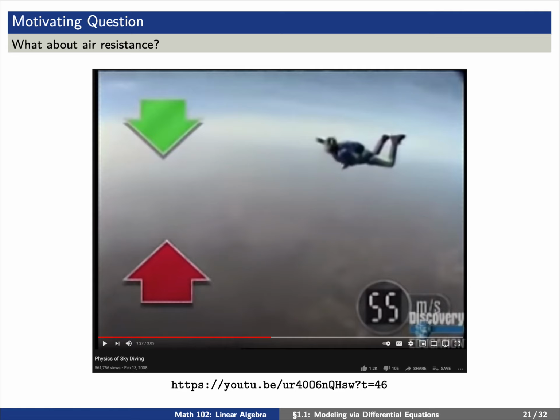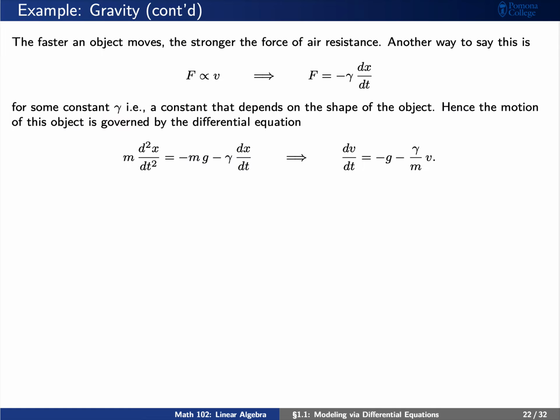Now, we've neglected what happens under air resistance. We can consider, let's say, the example of a parachutist falling out of an airplane. As this parachutist falls, the force of gravity, of course, pulls her to the ground, but the parachute causes air resistance, which causes a drag, which then slows the parachutist down. You can click on this link to take a look at the video on YouTube of how this all works out. But for now, let's move on to the mathematics.